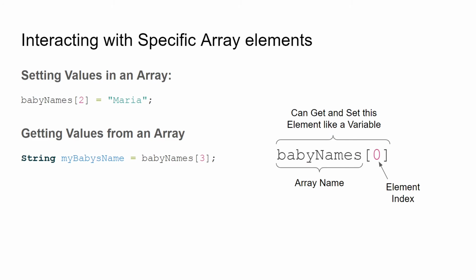So how do we actually get values out of an array? Well, we can treat an array element just like a normal variable by putting a pair of square brackets with the index we want to access after the name. So if we wanted to access our element with index 2, we can just put a 2 in here, and we can assign it values and get values just like a normal variable.